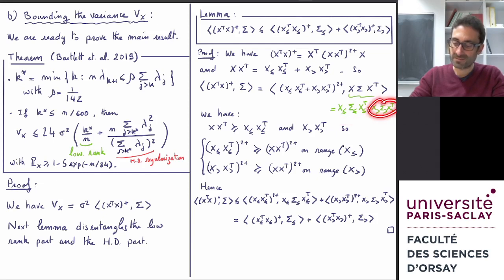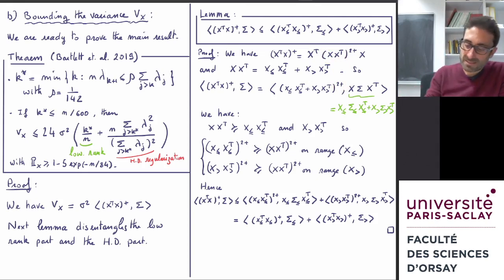I could have set this in red to keep my usual colors. All right, so this is nice. Here I can separate the low dimensional and the high dimensional part. But here I have a Moore-Penrose pseudo-inverse, so this is not the sum of the two. I can separate the low dimensional part and the high dimensional part, but it turns out that I have the Moore-Penrose pseudo-inverse, so it will not work directly. But we will use a very simple upper bound.